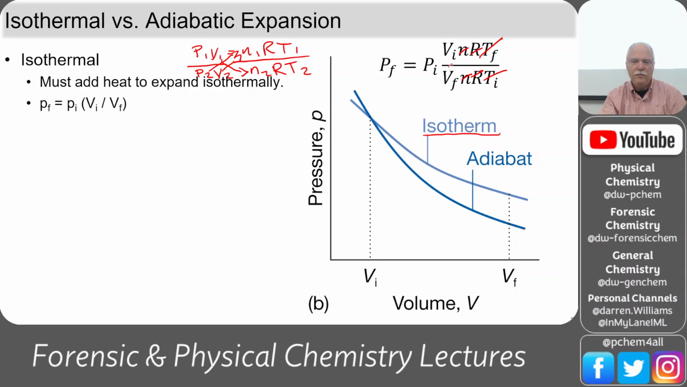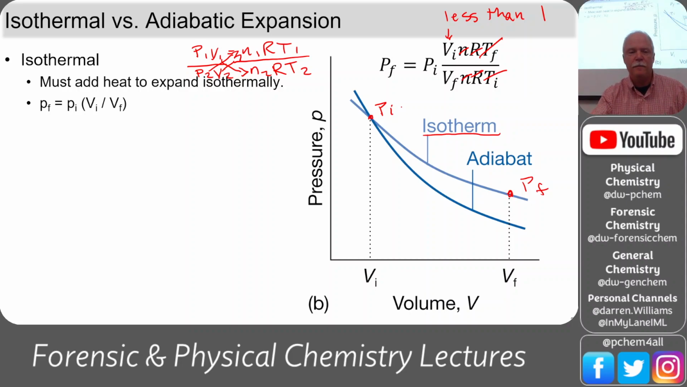Okay, now VF is larger than VI, so this is less than 1. Right, so that fraction is less than 1. So that means the PI is going to shrink and PF is going to be smaller, right? So this is PF, this is PI. So in expansion, naturally, the pressure drops. The volume gets bigger, the pressure goes down. This is simple. This is exactly what we would expect from the ideal gas law.